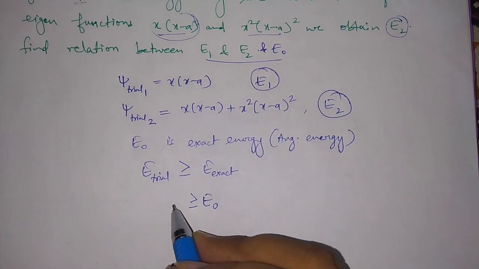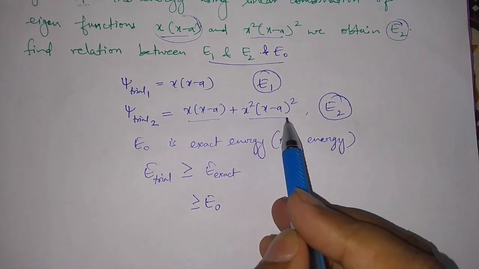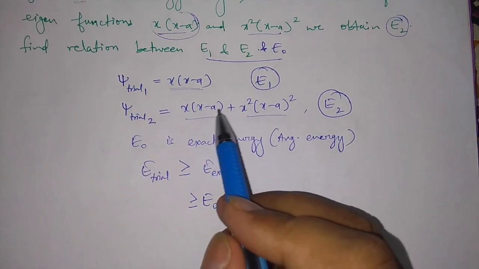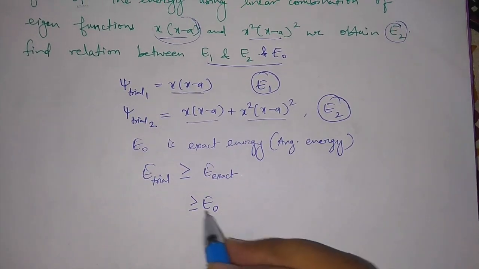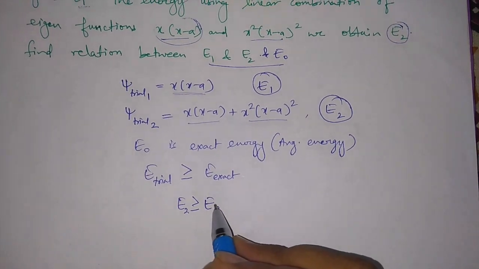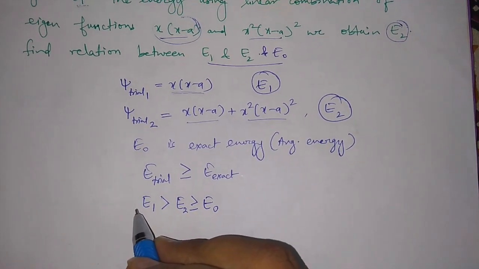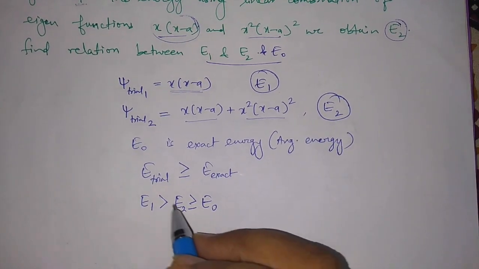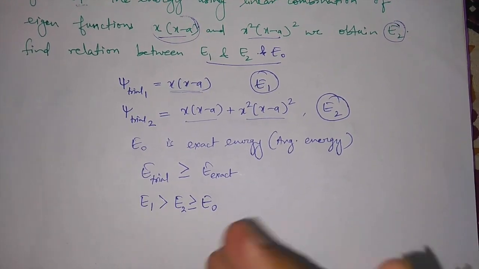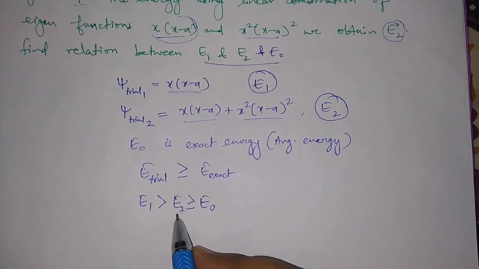But which one will be closer to it? The one which has more linear parameters, it has two linear parameters, while the other has just one linear parameter. The one with more linear parameters will be closer to your exact value. So E2 will be closer to your E0, and your E1 will be greater than that. It will have a value greater than E0, but it will be much farther as compared to the value you get for E2.